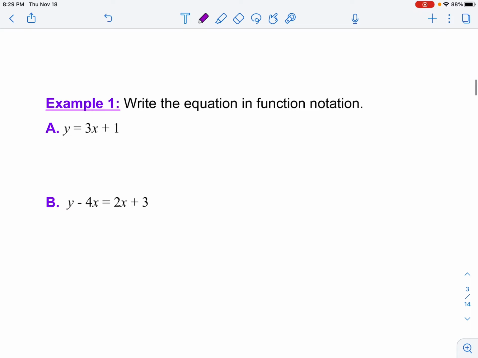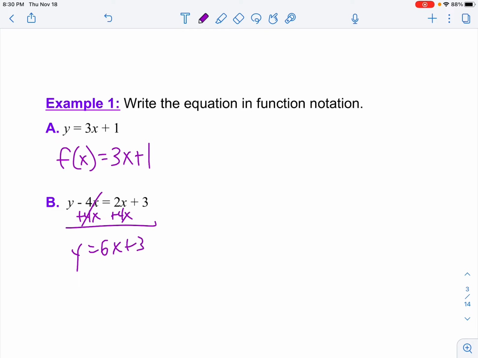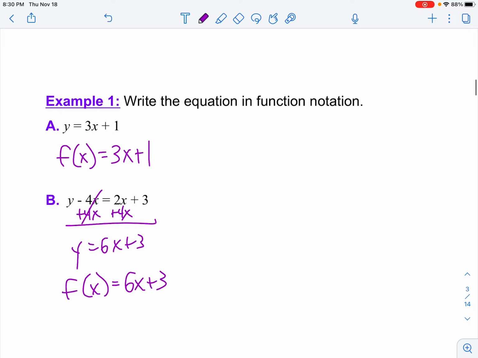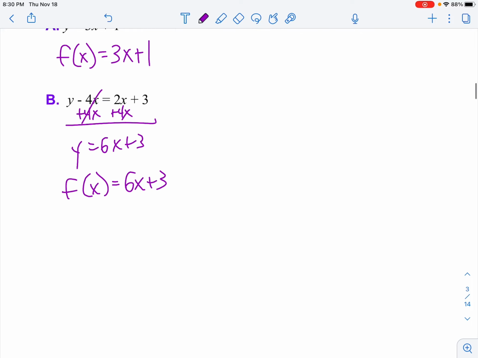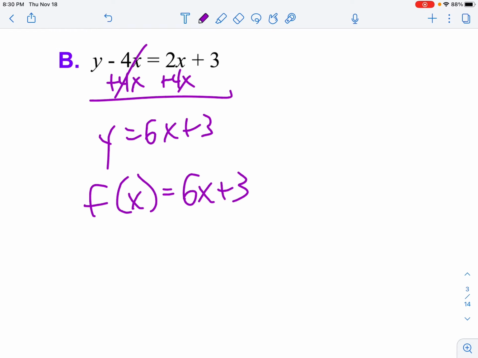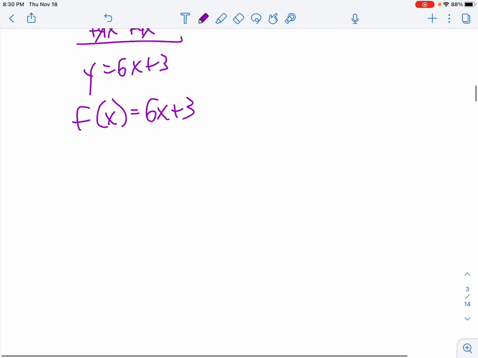So basically, write the equation in function notation. All you do is write, instead of writing y, you write f of x equals 3x plus 1. That's all. This one, we're going to have to add 4x over here first. And then we get y equals 6x plus 3. Which then function notation is f of x equals 6x plus 3. That's all that f parentheses x means. It's just a replacement. You could just basically substitute in for y.